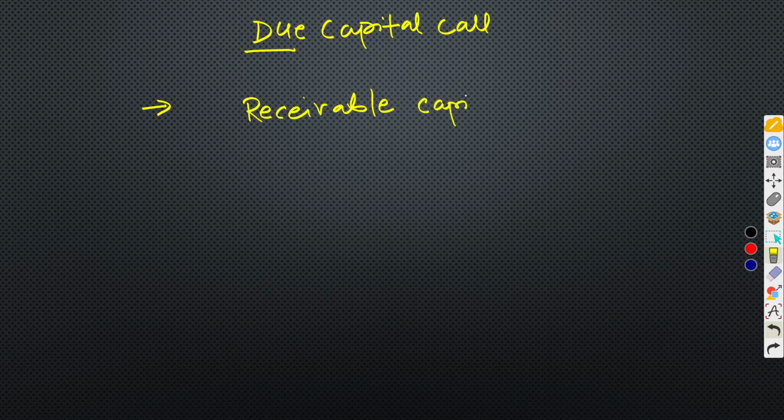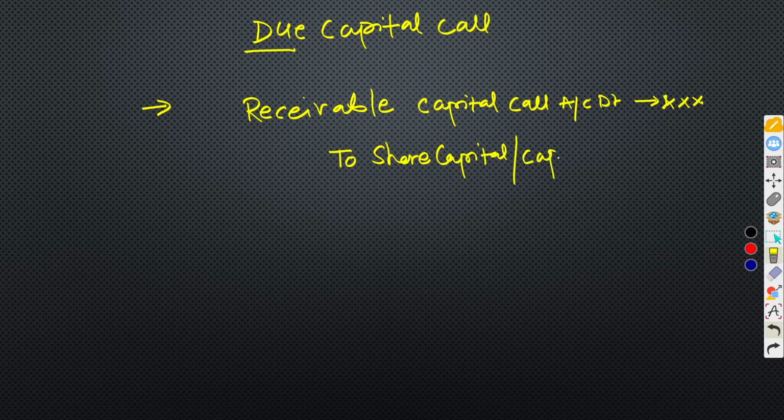Receivable capital call account debit, whatever amount that you would see. So that amount you can note down there, to share capital, or maybe capital call account debit.